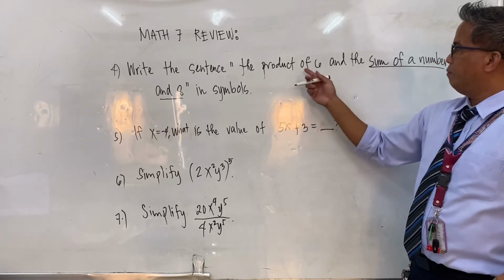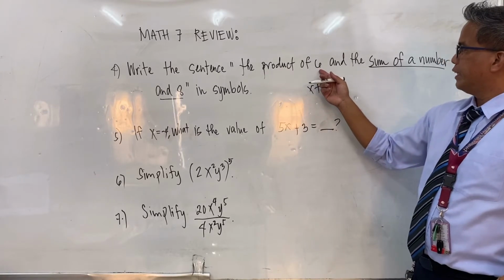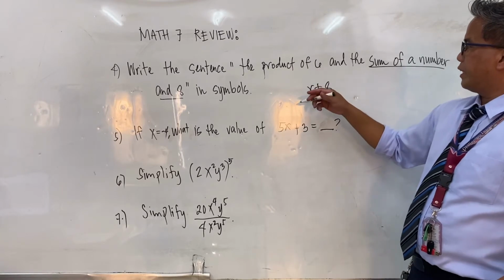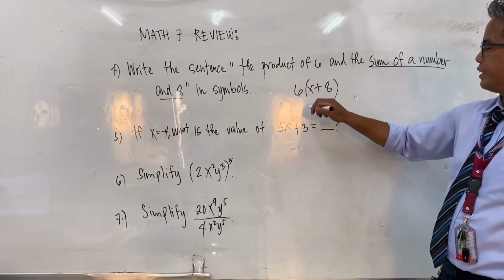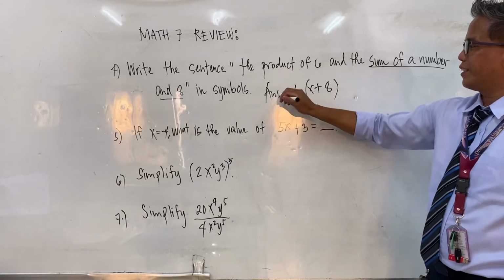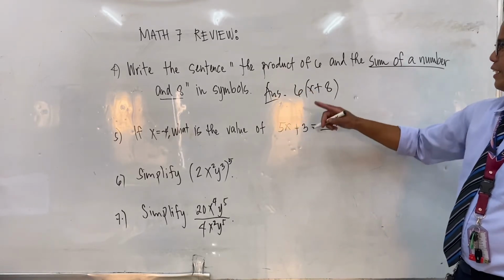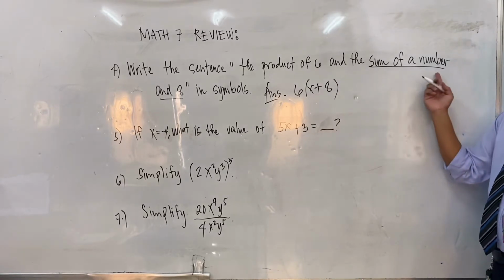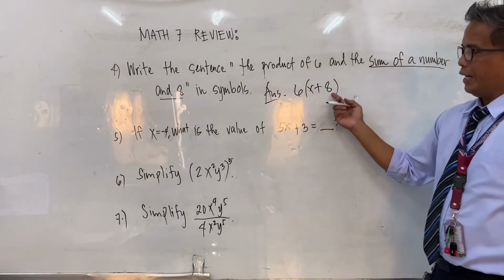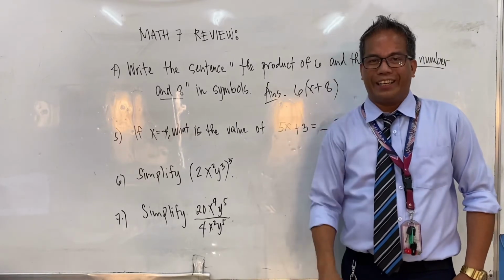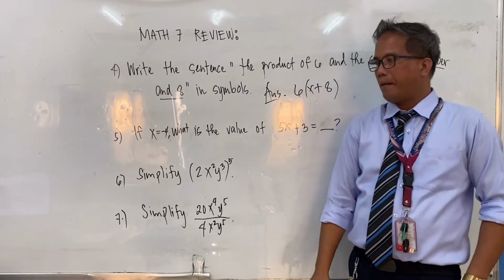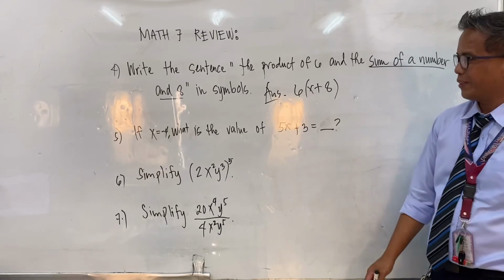Then the product of 6. So we are going to multiply this by 6. So this is now the answer: the product of 6 and the sum of a number and 8. So just analyze the phrase, changing phrases into algebraic expression.